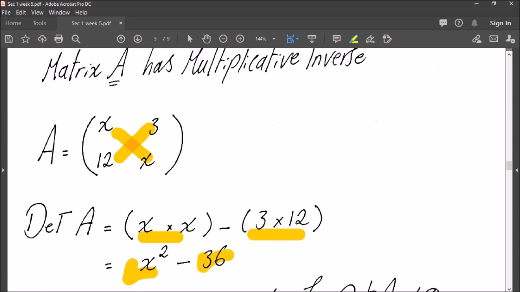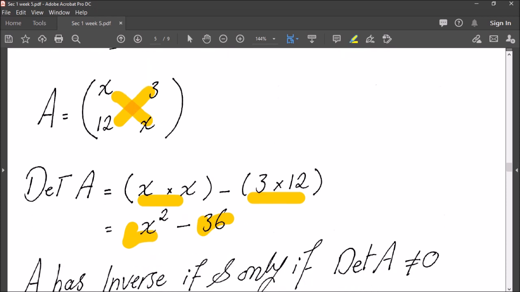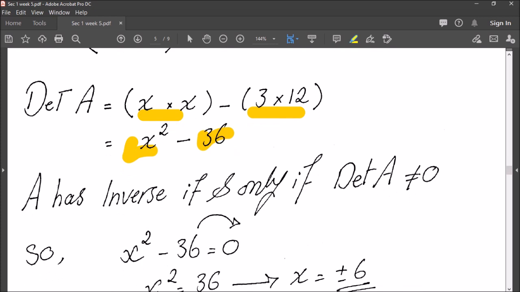And we need to set our equation equal to 0. Matrix A has an inverse if and only if the determinant of A doesn't equal 0. So I need to find the values that make the determinant equal to 0 and neglect them. I don't need these values. So first we need to find the values of x that make the determinant equal to 0. Our determinant is x power 2 minus 36.